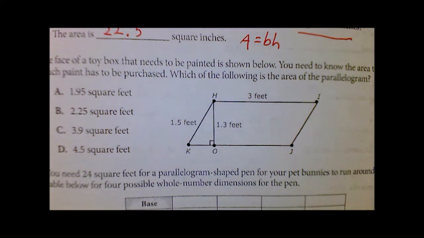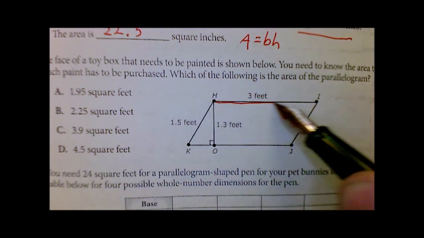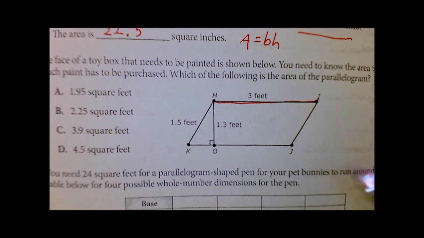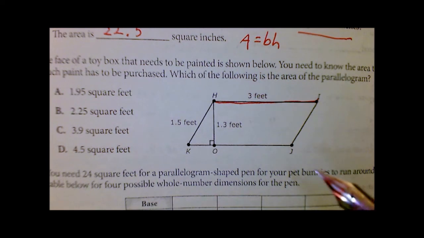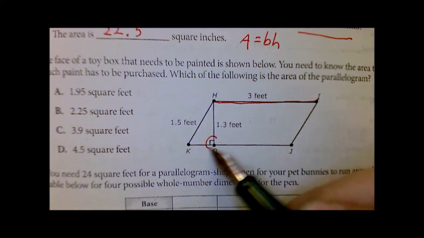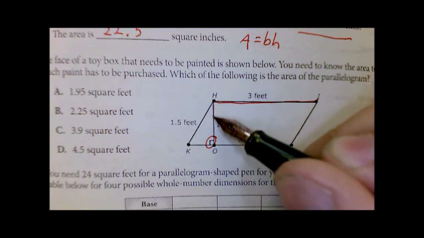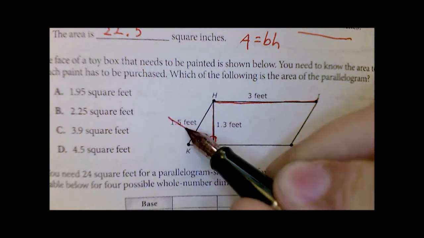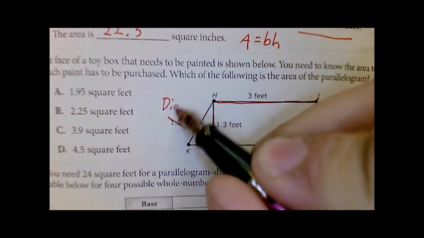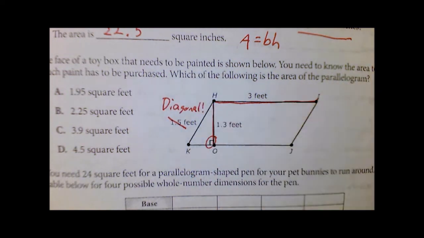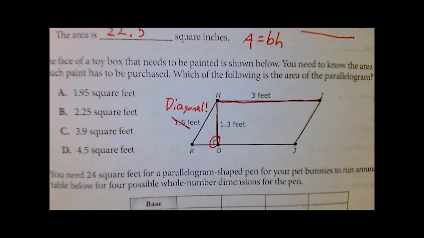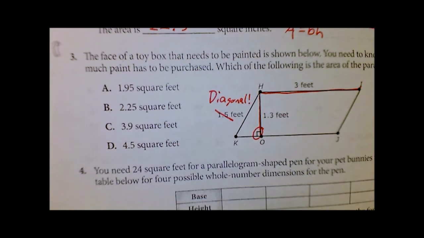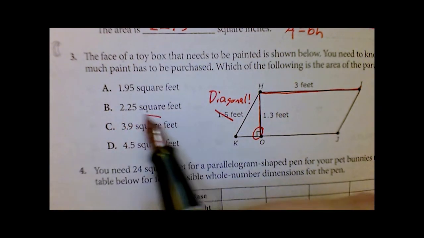Alright, that's enough time. The base is going to be 3 feet and it stretches across the entire shape. The height is going to be a straight vertical line, a line that goes straight up and straight down and is indicated with a right angle mark located here. Which means this is our real height, and this is our trick. It's a diagonal. That's not one that we're going to use. So, we just multiply 3 feet times 1.3 feet. 3 times 1.3 is 3.9.